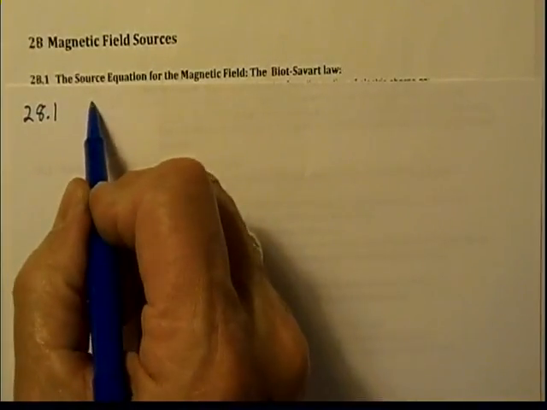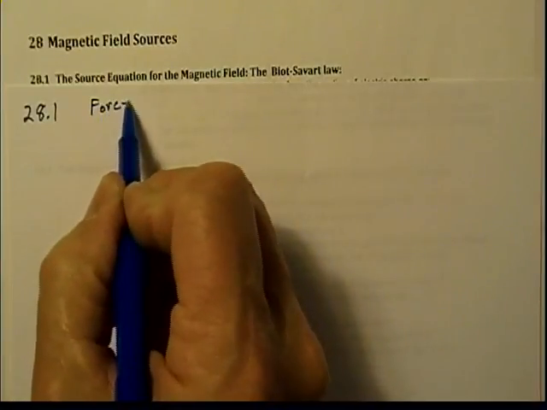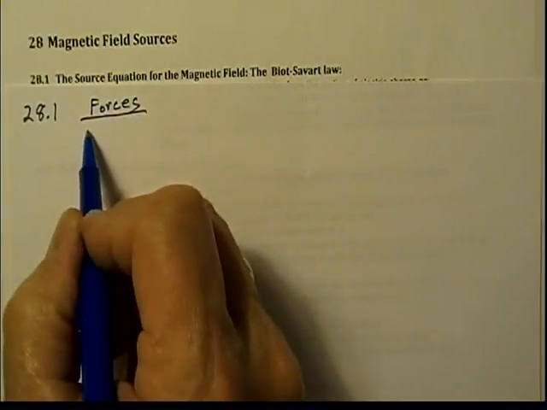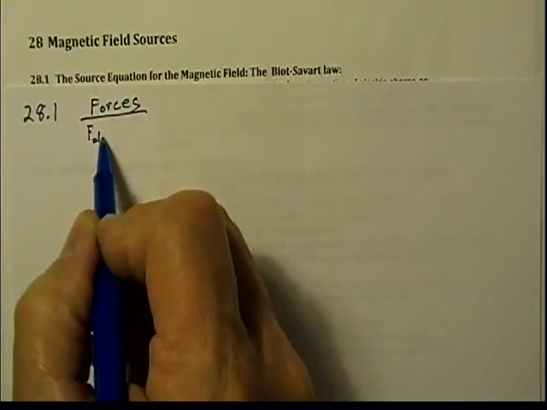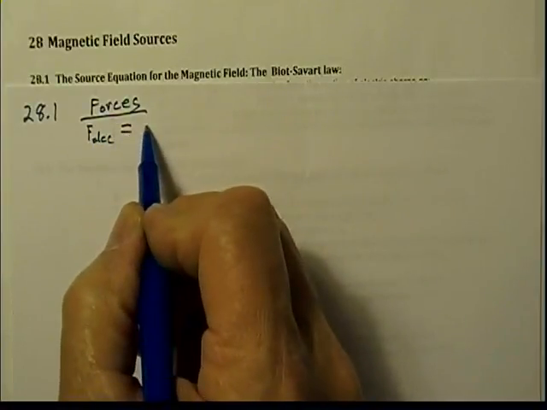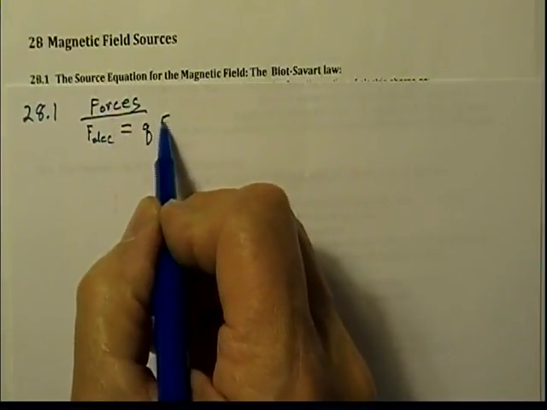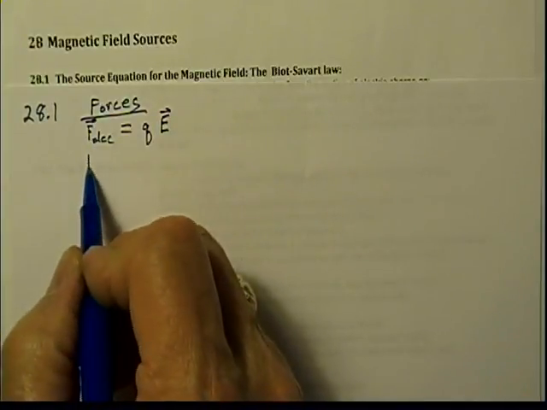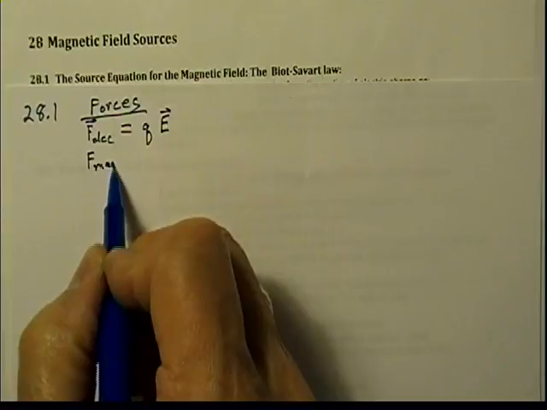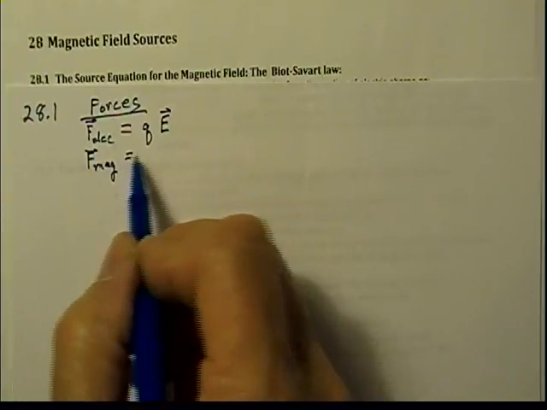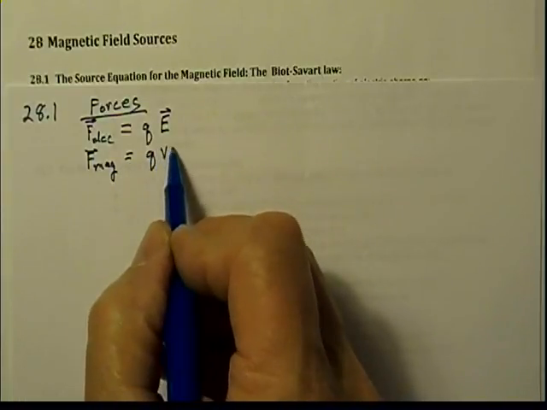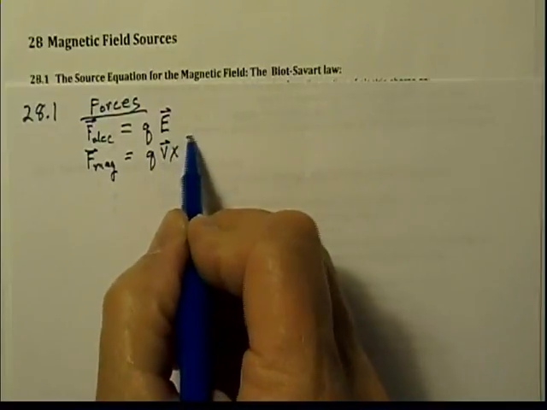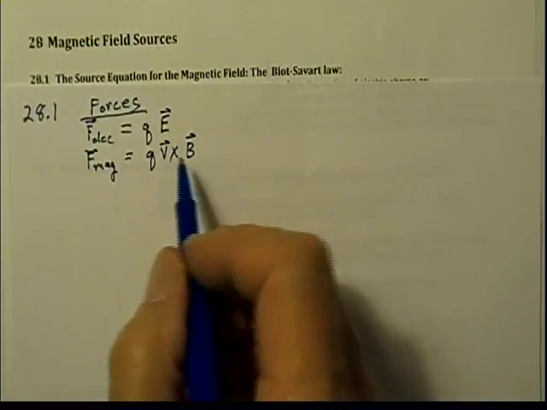But for our quick review, we looked at forces. And we have electrical force, force electric. And the electric force is the charge times the electric field that charge finds itself in. And we had a force magnetic. And the magnetic force is Q V cross B, where we have the cross product of the two.